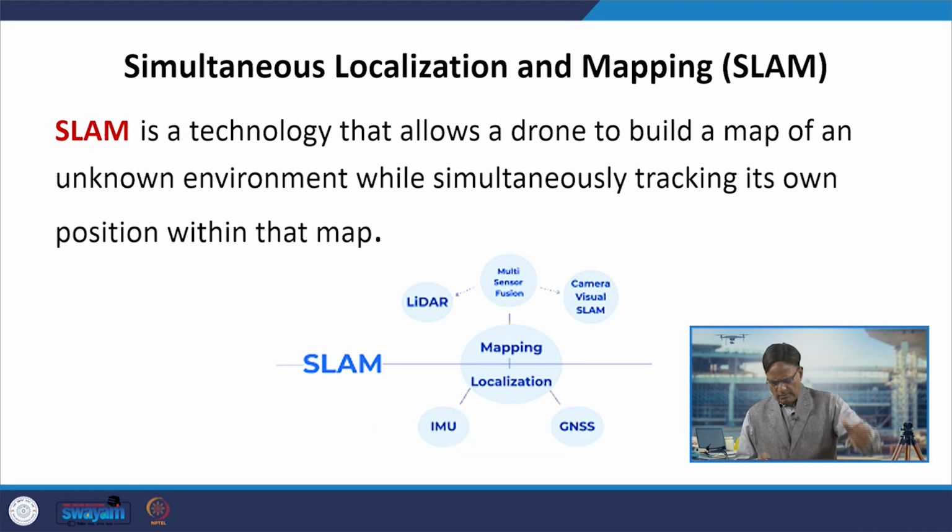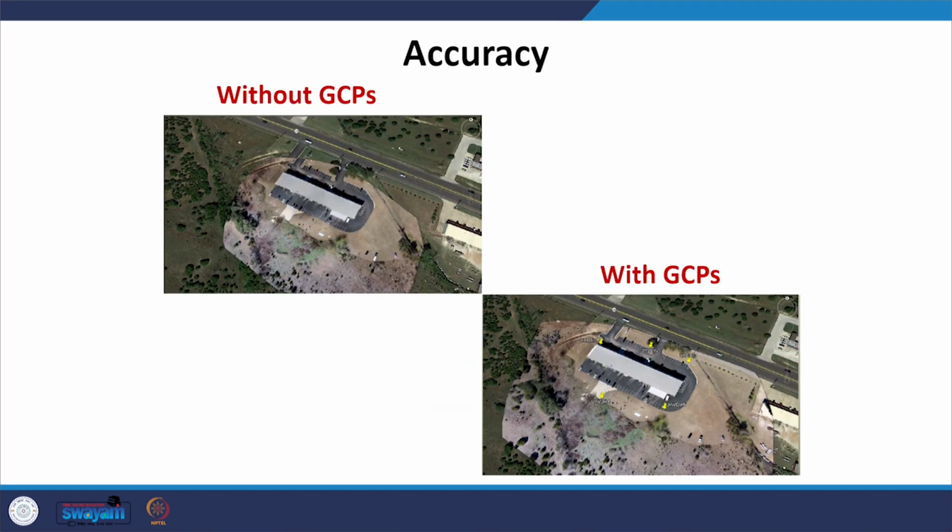If we look at the accuracy without GCPs and with GCPs, we get a very high accuracy with the help of the GCPs. Particularly if we focus on these areas, we find the improvement in the information when we are using ground control points for registration purposes.